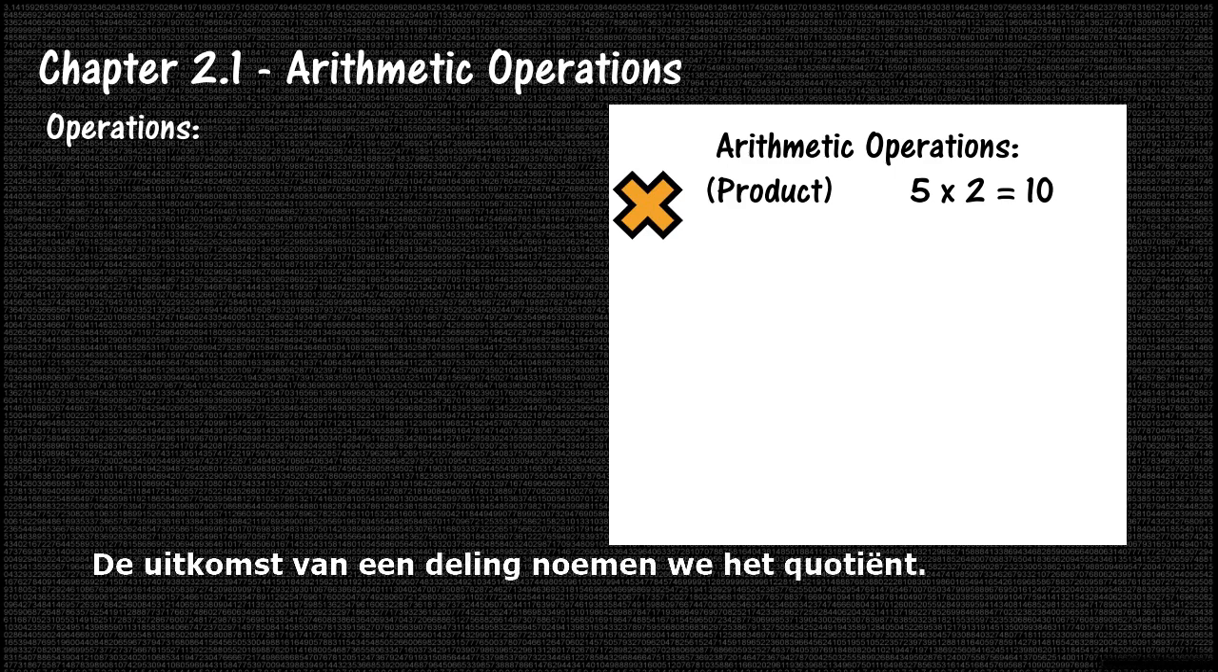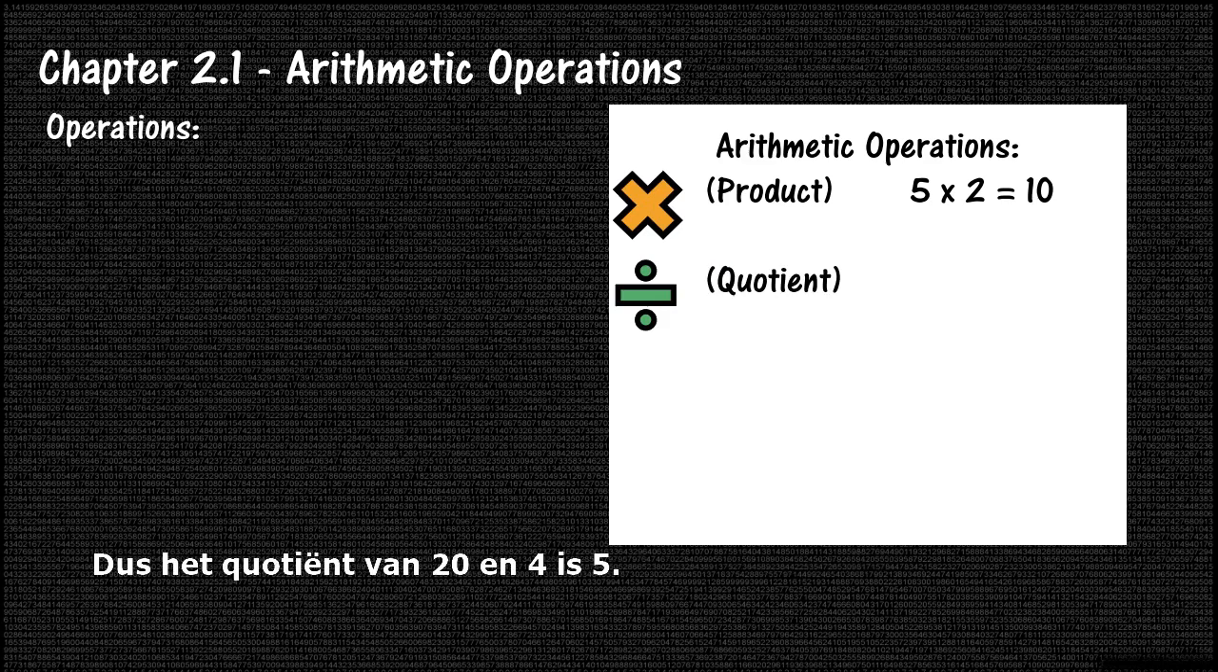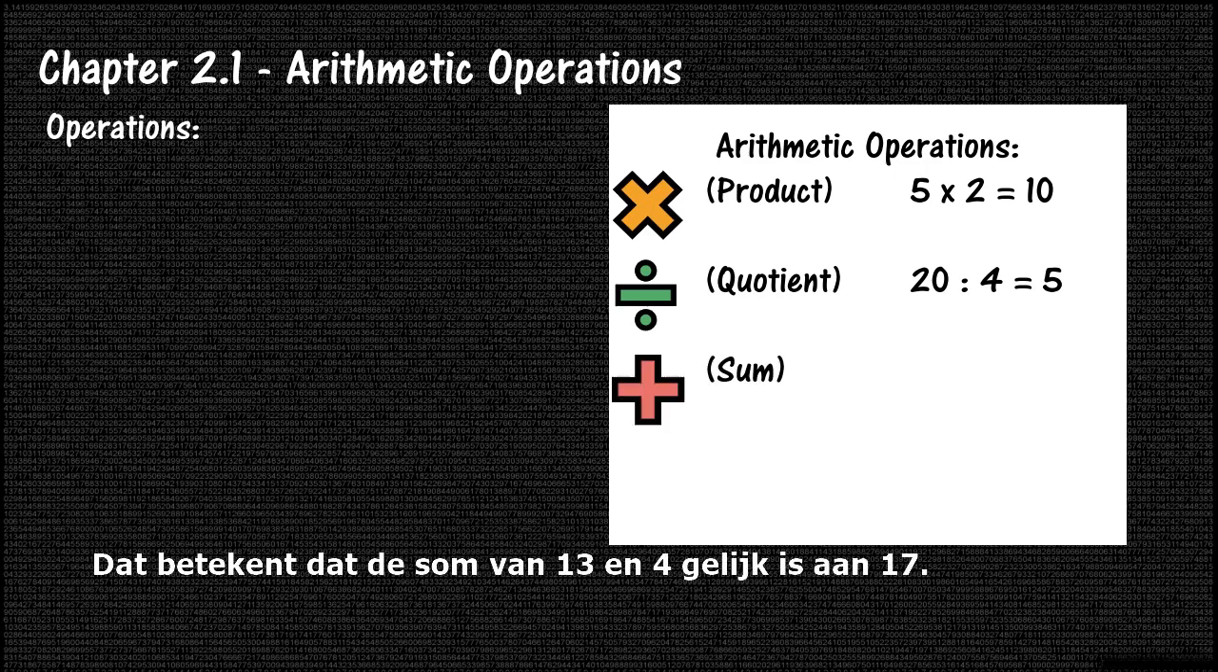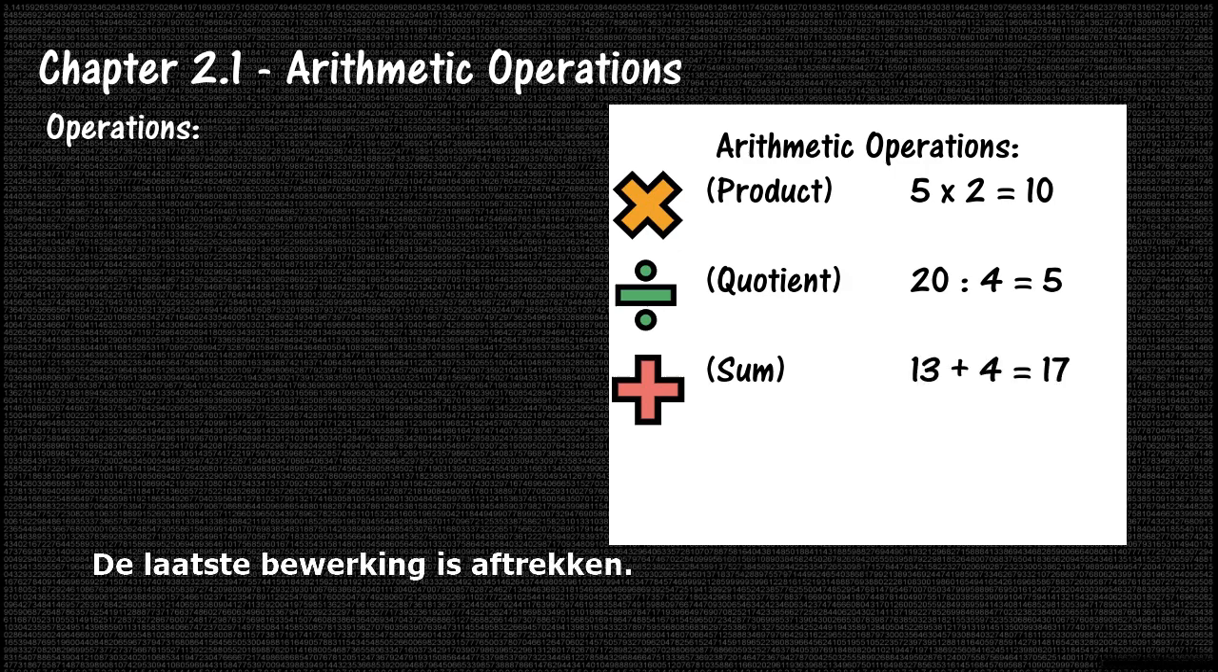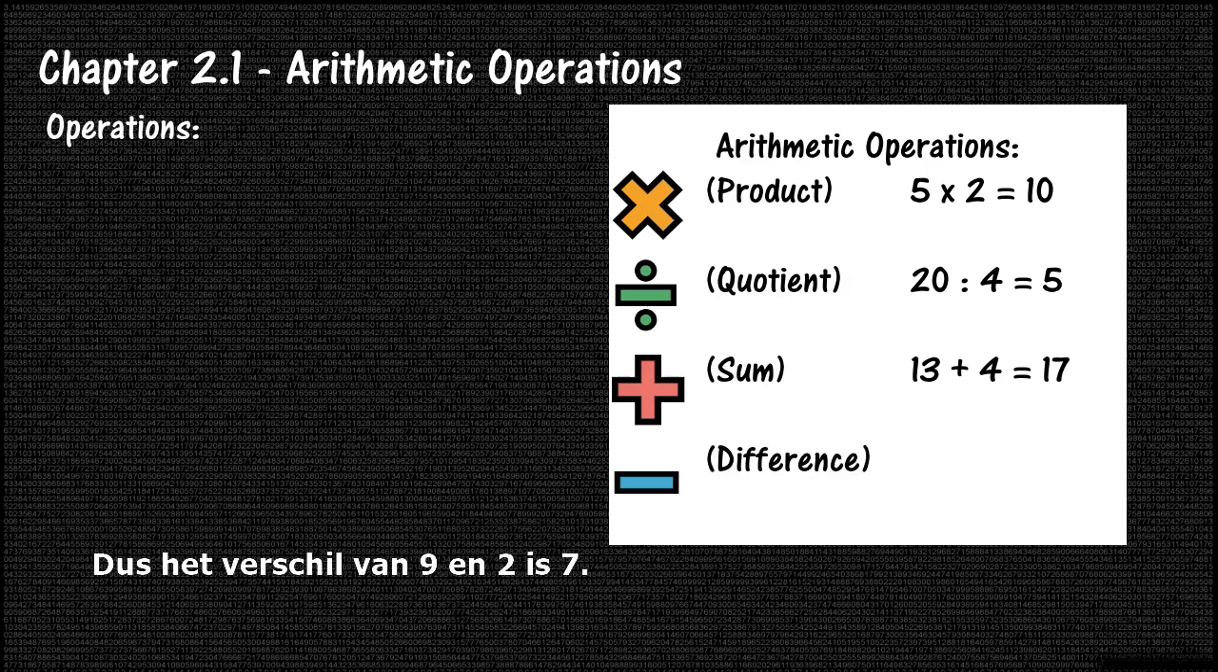The outcome of a division is called the quotient. So the quotient of 20 and 4 is 5. The sum is the outcome of additions. That means that the sum of 13 and 4 is 17. The final operation is subtraction or minus. The outcome of a subtraction is called the difference. So the difference between 9 and 2 is equal to 7.